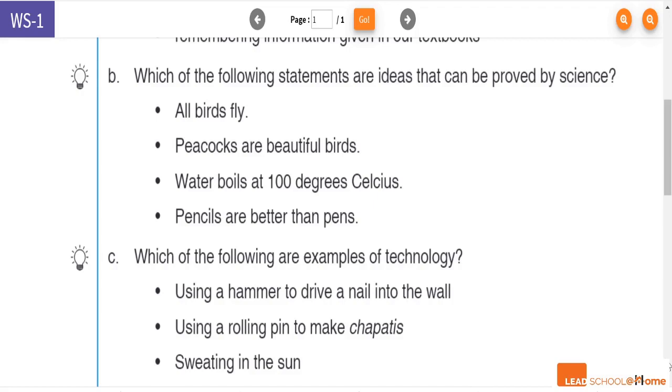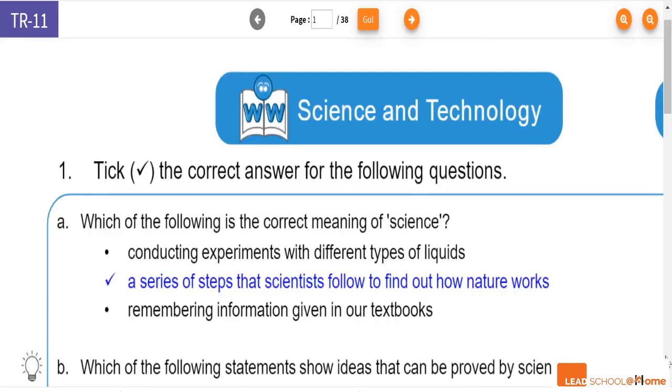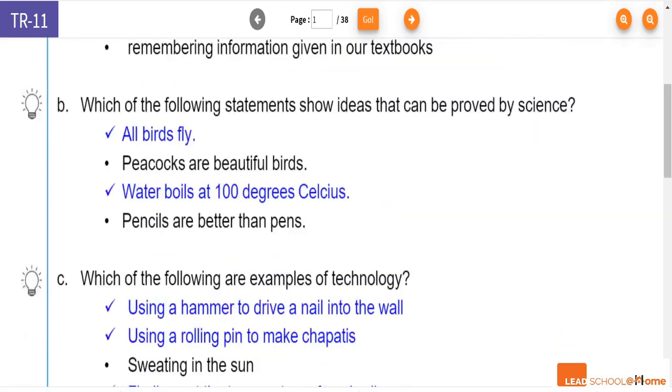Now let us look at the answers. Okay, see, this is the first question which we had already discussed. Which of the following is the correct meaning of science? A series of steps that scientists follow to find out how nature works. That is one meaning of science. Now let's see the next one.